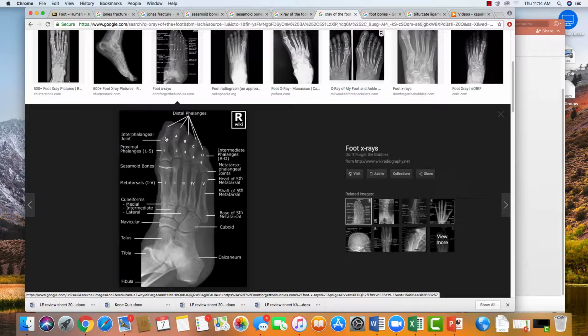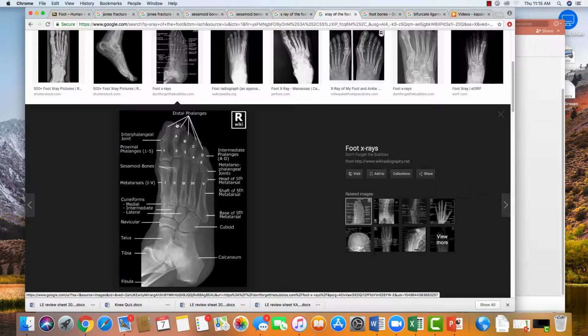You'll see some discrepancy between the first and second toe as far as the length goes. I think the latest statistic is about 25% of the population, their second toe is actually a bit longer than their first, and this is called a Morton's toe. And with a Morton's toe, it's just something they're born with. It doesn't make that much of a difference in foot function.